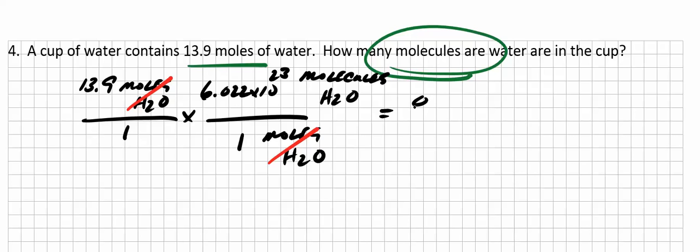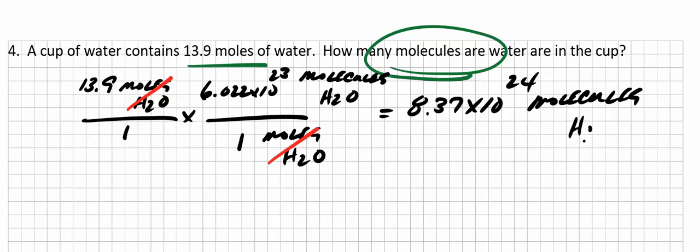I get 8.37 times 10 to the 24th, and that's molecules of water. Three significant digits on the 13.9, four significant digits on the 6.022. I should have three significant digits on my final answer, and I do, so I'm satisfied with that answer. Done. Let's go to number 5.